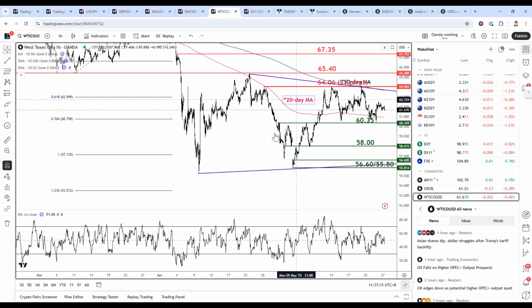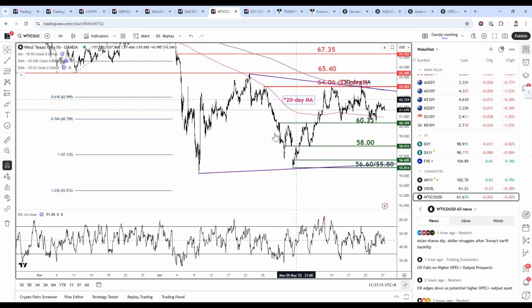First support level to watch on the intraday basis will be 60.35. Only a breakdown below 60.35 may expose 58 next. However, if price action starts to do a bullish breakout and hourly close above the 50-day moving average at 64.06 resistance, then that would invalidate today's intraday bearish bias scenario to see a squeeze up, exposing 64.40, 65.40 next. Above 65.40 may see 67.35 intermediate resistance coming in, which is the minor swing high area of 4th of April.